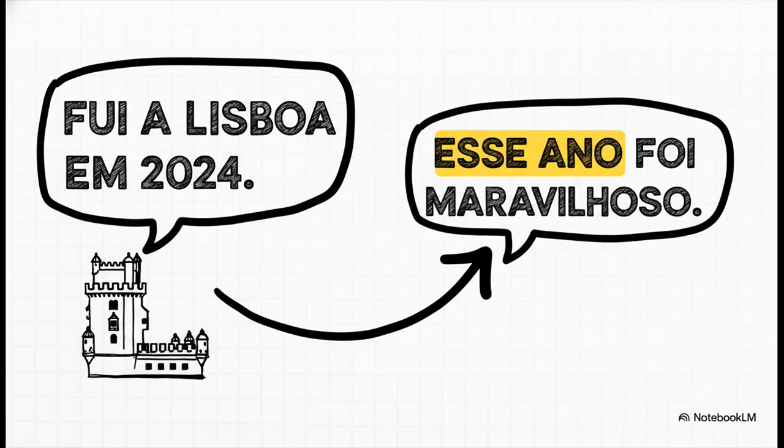Okay, now for the recent past. Imagine you say, "I went to Lisbon in 2024." Then you want to talk about that year. You'd say "esse ano." You use esse because the year 2024 is now close in the conversation. You just brought it up. It now exists in that middle distance.